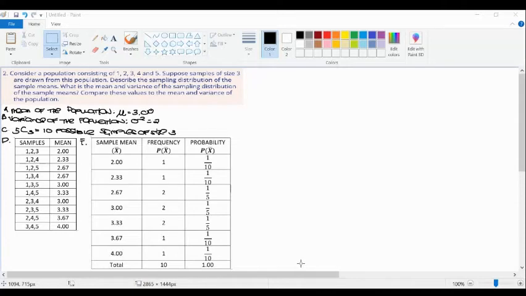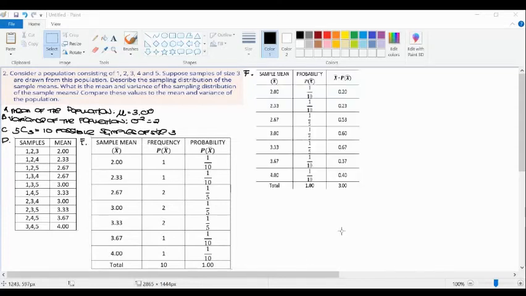Next, we're going to compute the mean of the sampling distribution of the sample means. Like what we did earlier, multiply the sample mean by the corresponding probability and add the results.